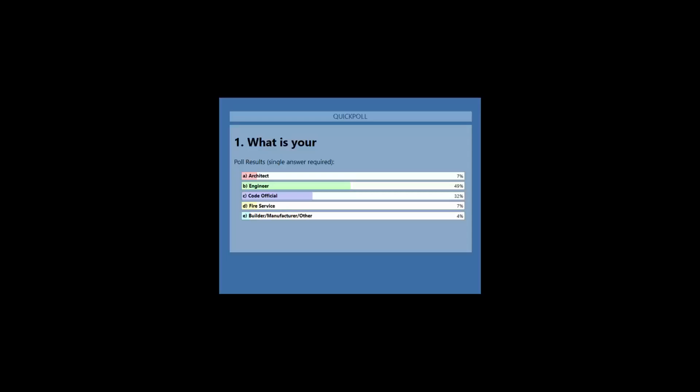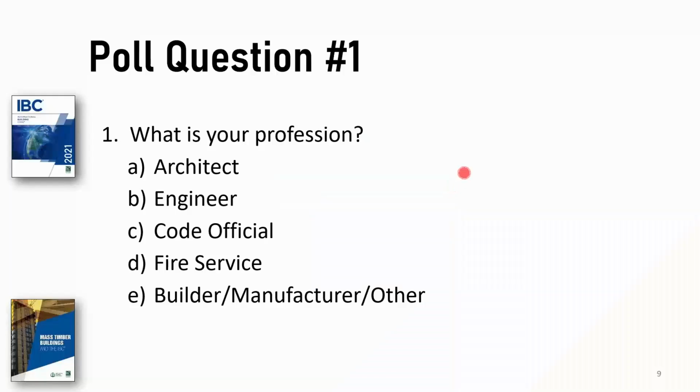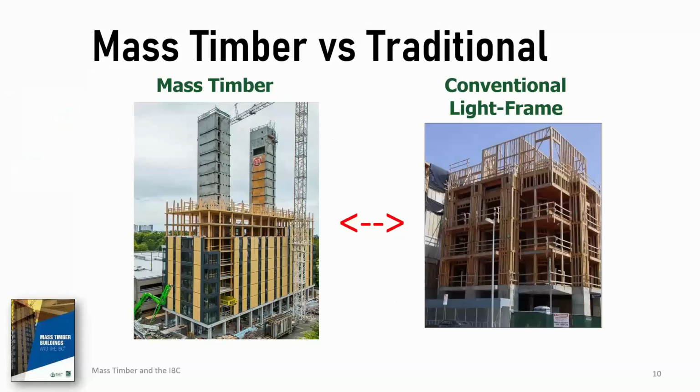All right, so 49% engineer, 32% code official, 7% architect and fire service, and then 4% other. So no matter your profession, we are delighted that you are here and hope that you find something of value. Great. Nice spread. Glad we have a good showing with code officials and engineers.